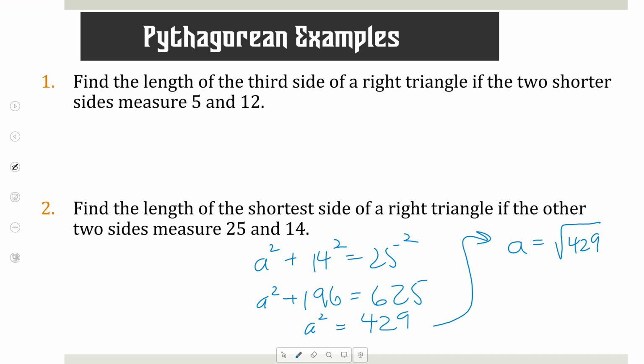Sam, what do you got? Not pretty. No. Then we're going to leave it like that.